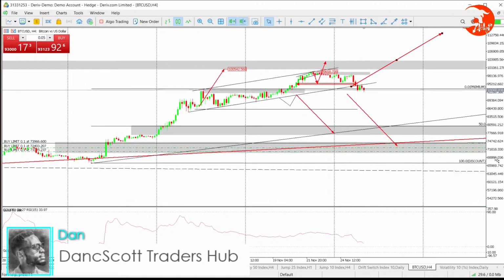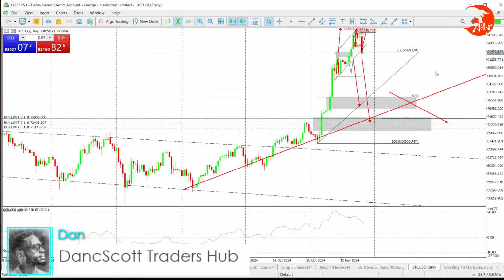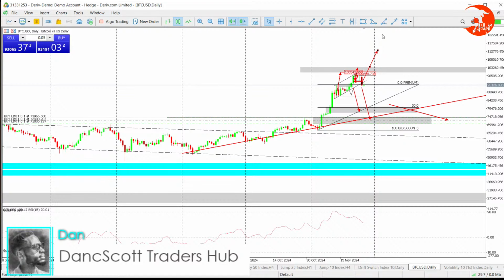So clearly, if I go to daily, we will be heading to that level there. Let me get the price level and put it right there. That would be around 11k.